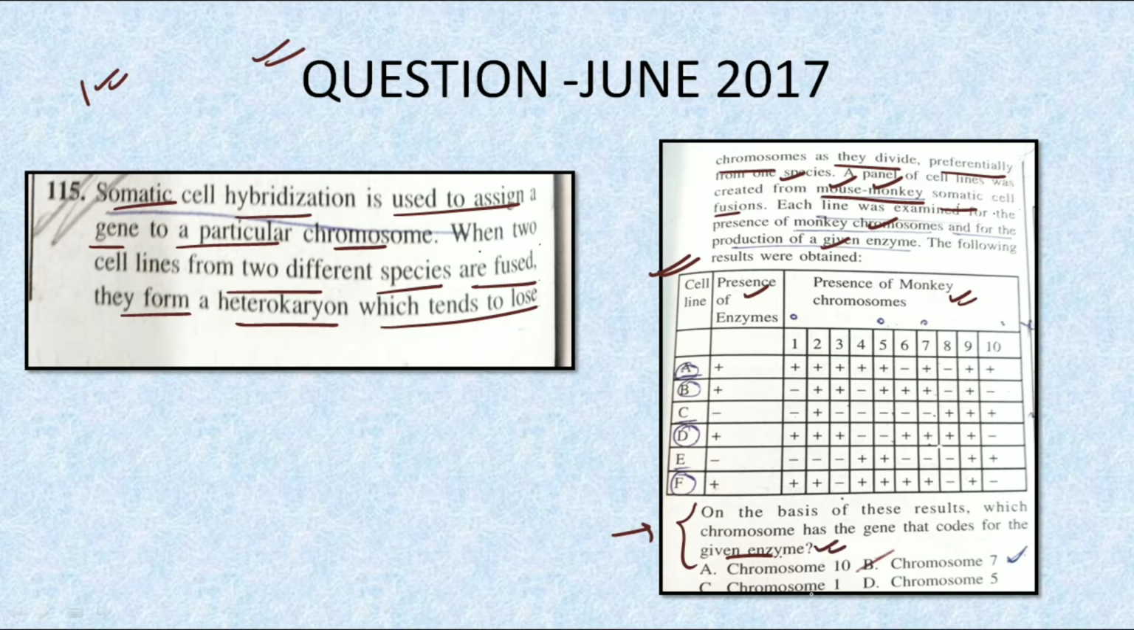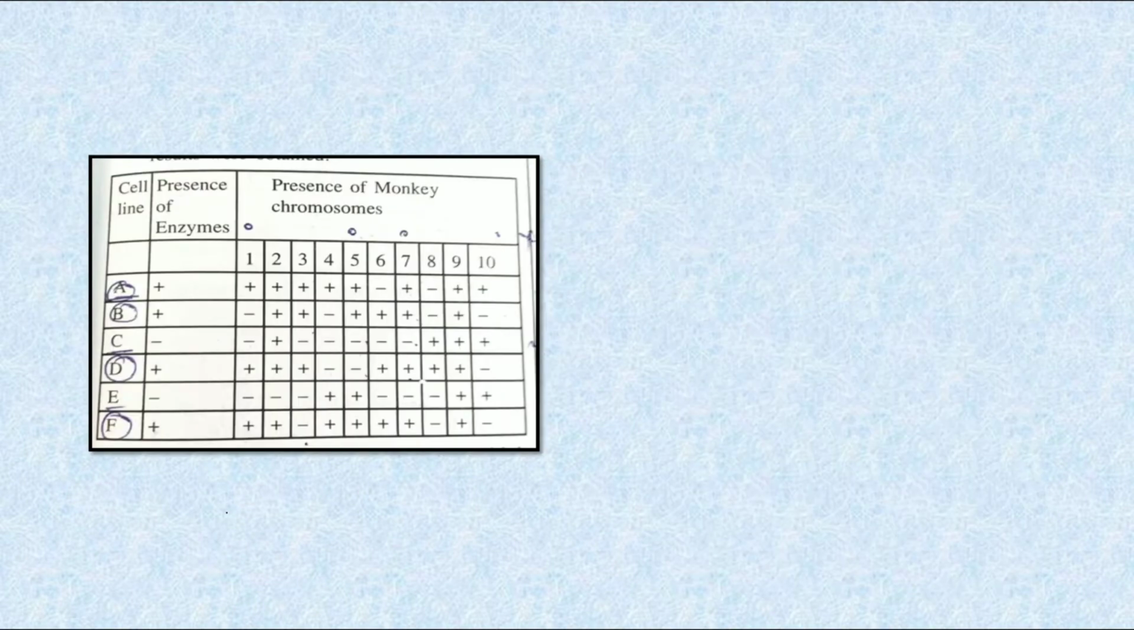What we need to understand in this question is that instead of analyzing all of the 10 chromosomes given, just focus on the 4 chromosomes given in the options, because out of the 4, one would be the correct answer. So we have to analyze chromosome number 1, chromosome number 5, chromosome number 7 and the 10th. Let us understand how we have to solve this question.